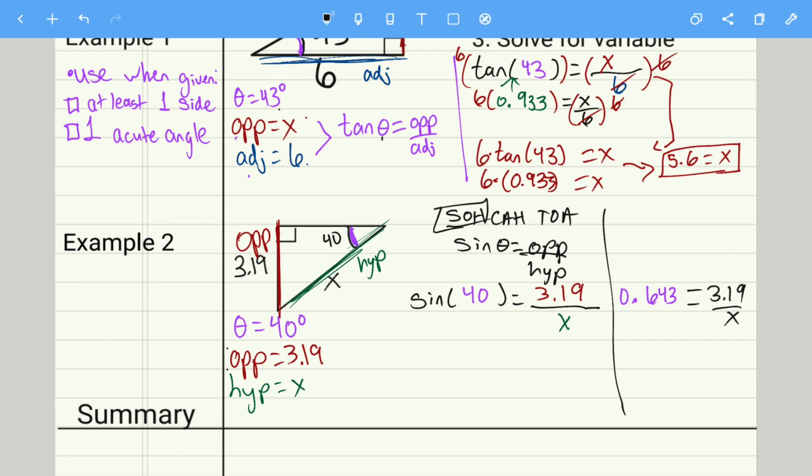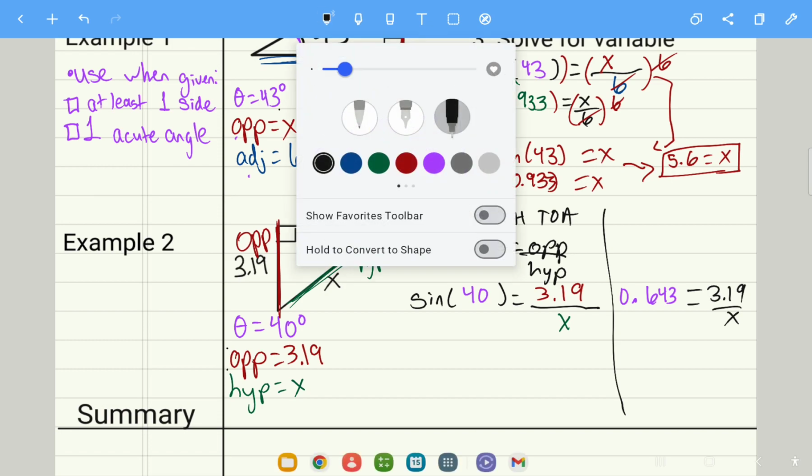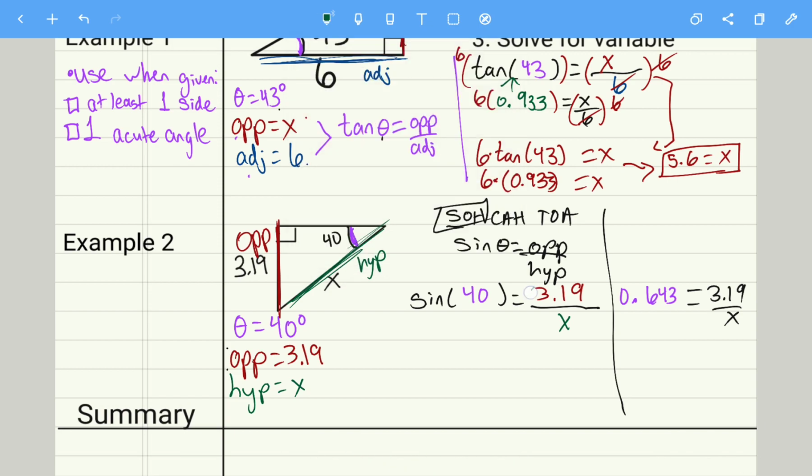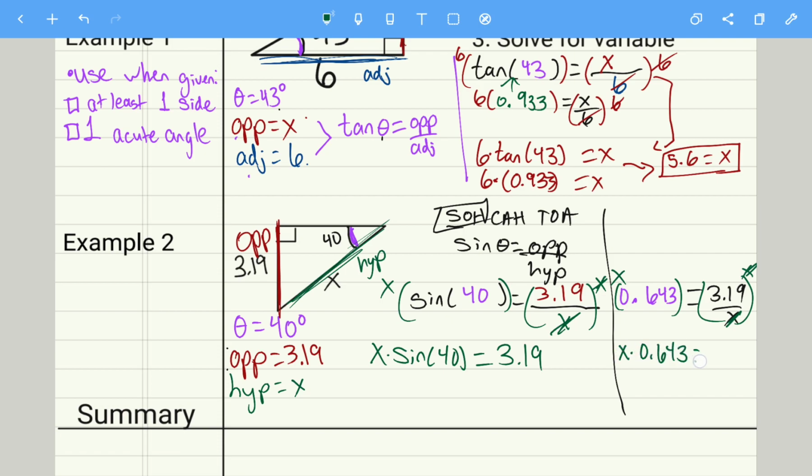So now there are a few more steps because the x is in the bottom this time. But it's just one more step actually. So first, we're going to multiply both sides by x. And this cancels out the x on the right-hand side, leaving us with x times sine of 40 equals 3.19. And on the left side, that gives us x times 0.643 equals 3.19.